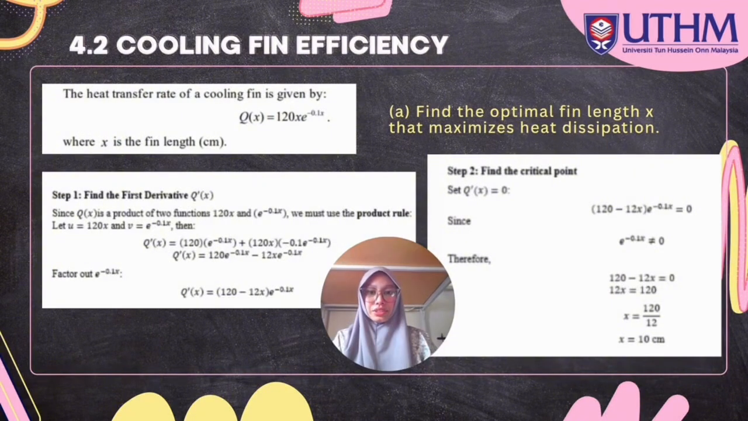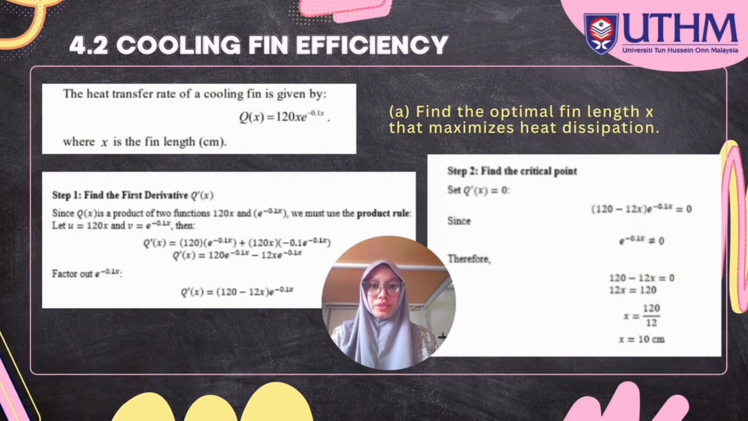Firstly, the heat transfer rate of the cooling fin is given by the equation Q(x) equals 120x times e to the power of negative 0.1x, where Q(x) is the heat transfer rate and x is the fin length in centimeters. To determine the fin length that gives the maximum heat transfer, we will use differentiation and find the critical point. The first step is to find the first derivative, Q prime of x.